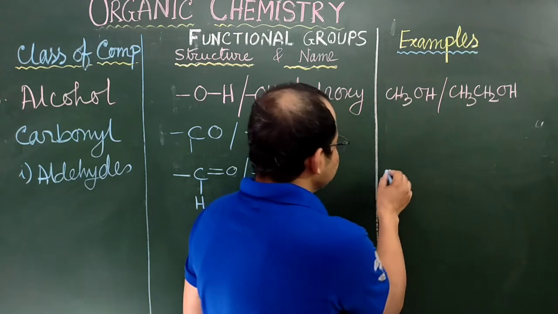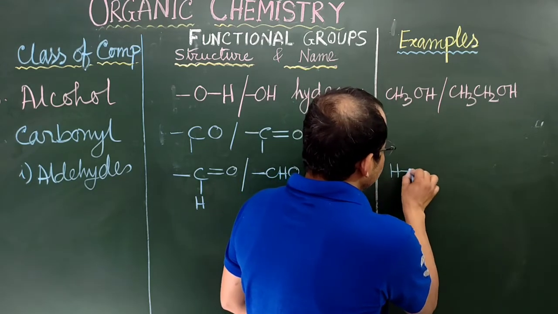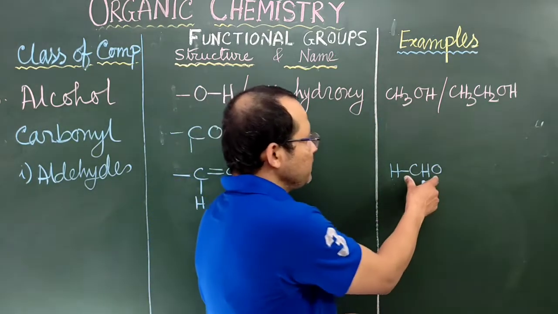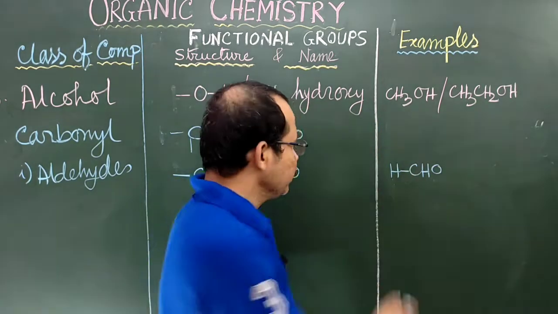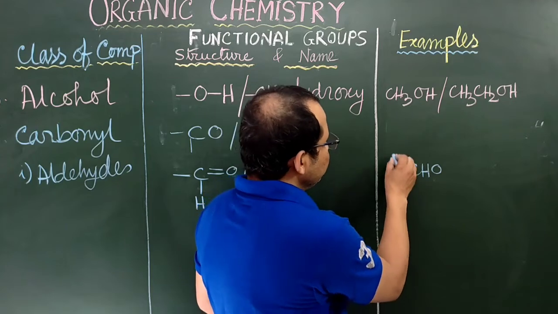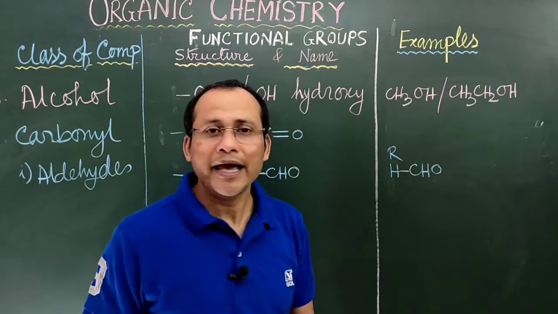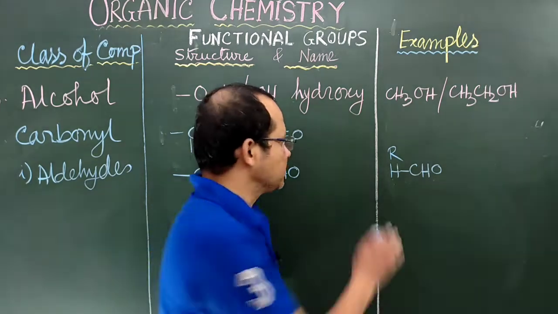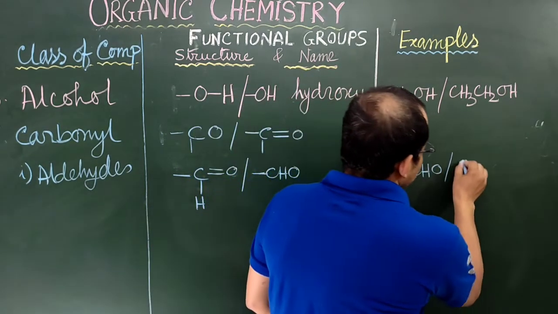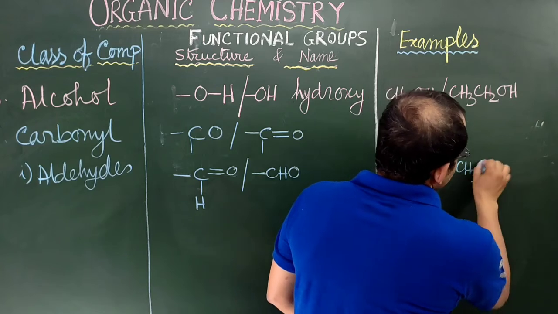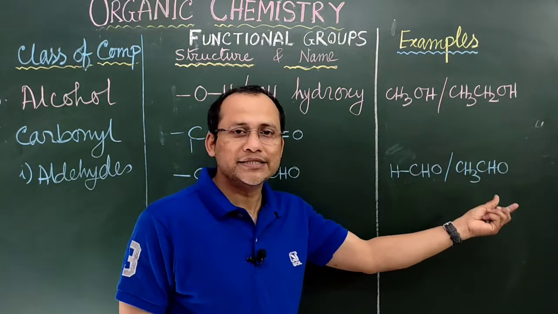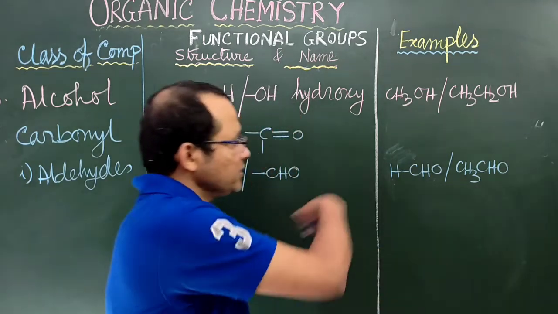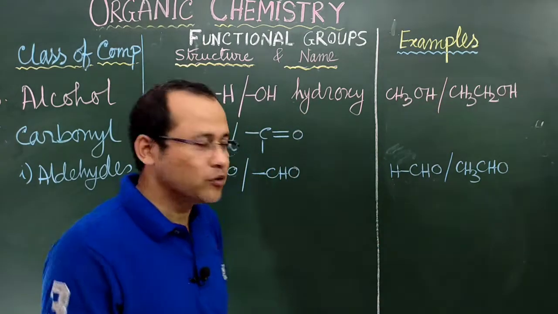And let me show one example. If we write hydrogen here and then the group, this will be the simplest aldehyde. If we put here any R group, alkyl group, then we shall have different aldehydes like this, CH3CHO. This is the second aldehyde compound. So in this way we may have many more also.